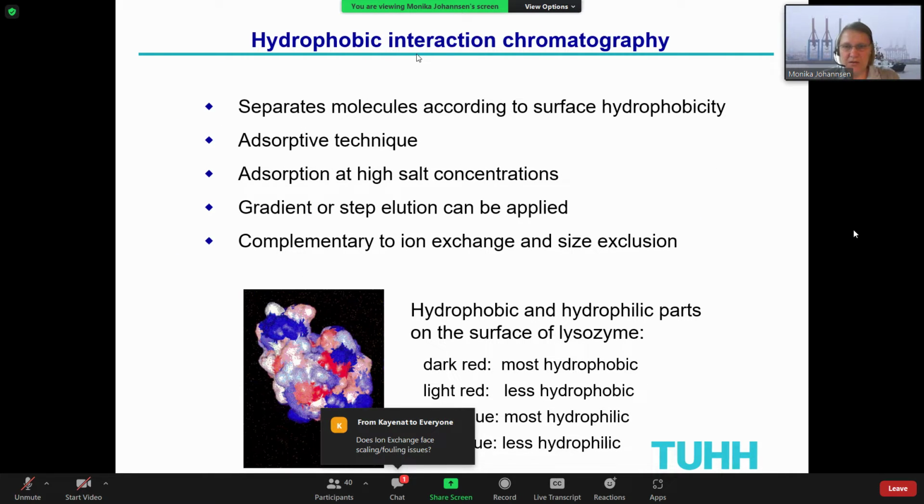So this hydrophobic interaction chromatography separates molecules according to the surface hydrophobicity. It's an adsorptive technique. We have an adsorption at high salt concentration. We will also here apply a gradient or a step elution, and this is a complementary method to ion exchange or size exclusion chromatography.